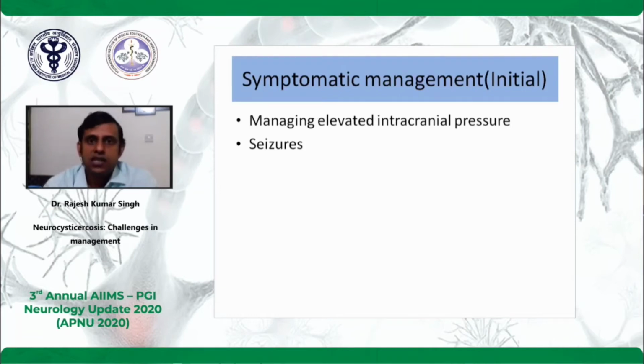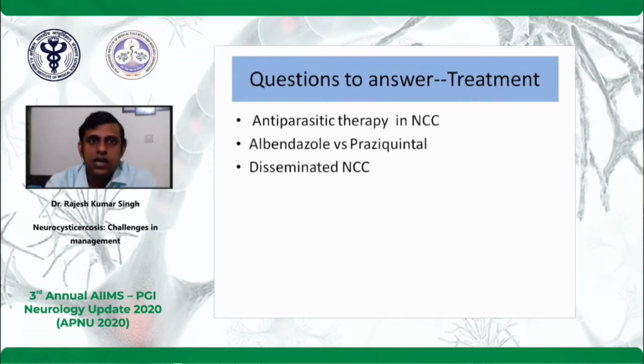The initial management is the management of seizures if the patient presents with seizures, and if the patient presents with elevated intracranial pressure, then we have to manage accordingly. Maybe we have to use dexamethasone for that. Now, the questions to answer regarding treatment: what is the role of antiparasitic therapy in neurocysticercosis, whether albendazole or praziquantel should be used, and what is the role of antiparasitic treatment in disseminated neurocysticercosis.